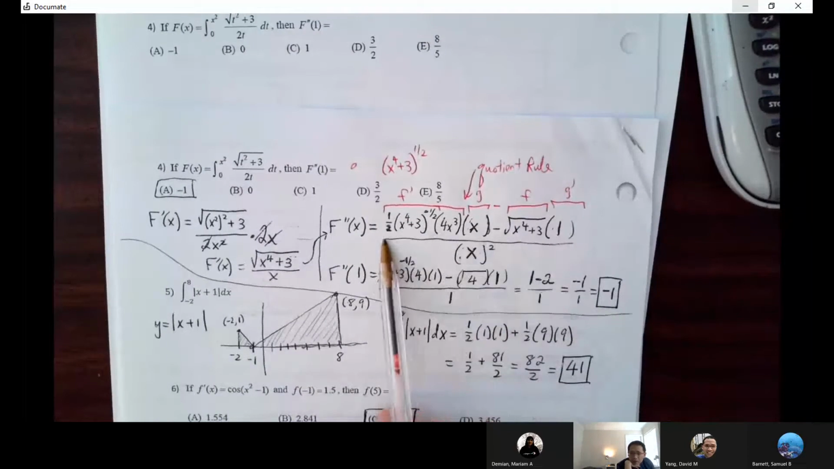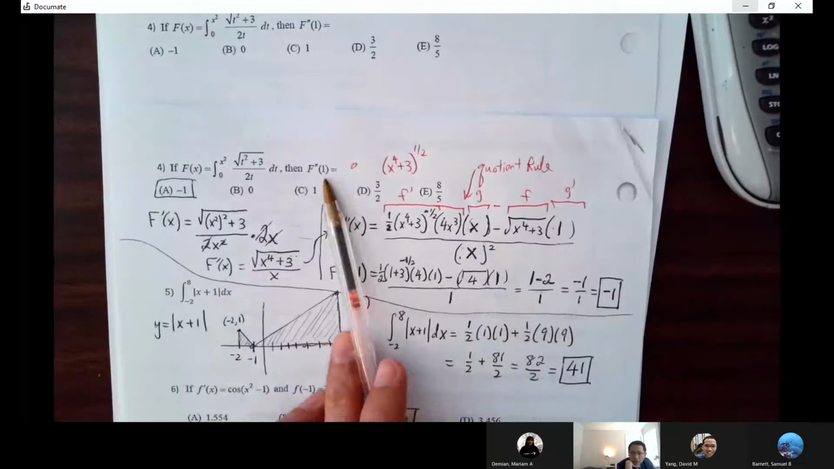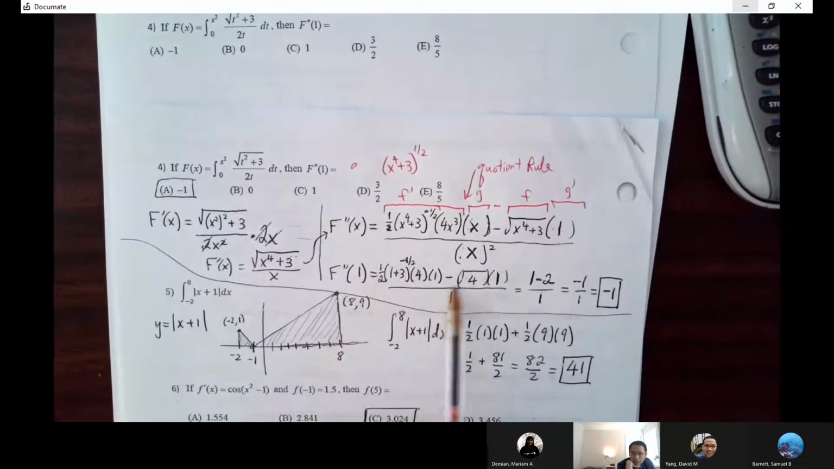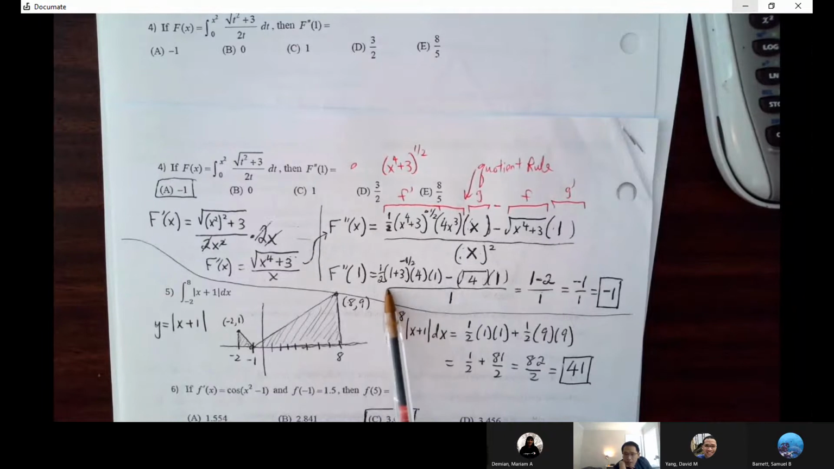Now that I have my second derivative, I can enter 1 in for all the x's, and then it's just a matter of cleaning all this up. So 1 plus 3 is 4. 4 to the negative 1/2 is really just 1/2. And so that's going to clean up to be, wait, let's see. So 4.